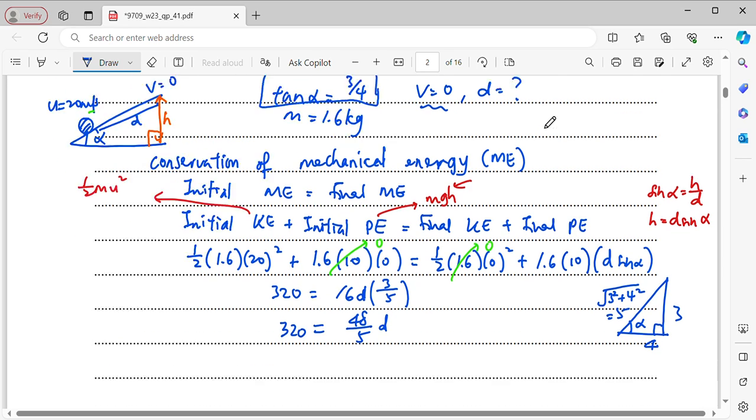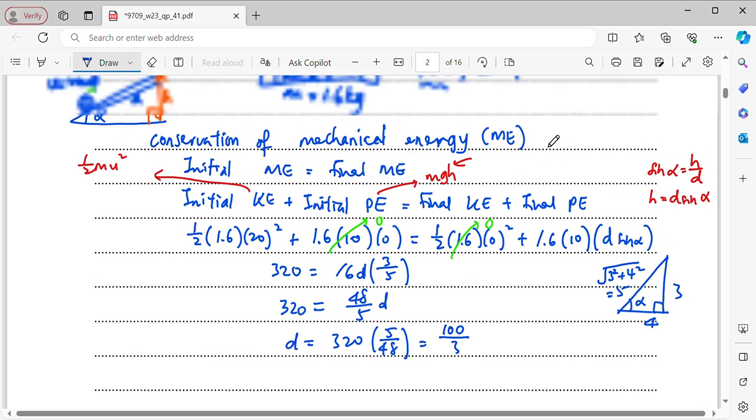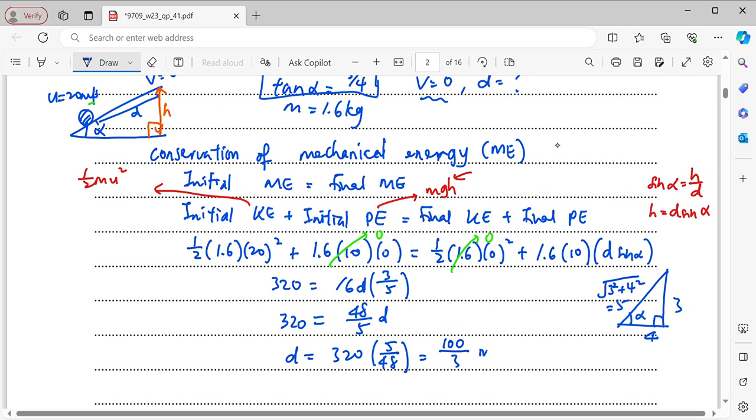Then my d is going to be 320 times 5 over 48, and this is going to be 100 over 3. So that's the d value, the distance, and the unit is meters.